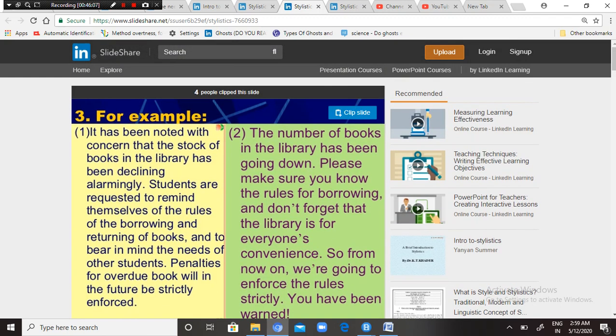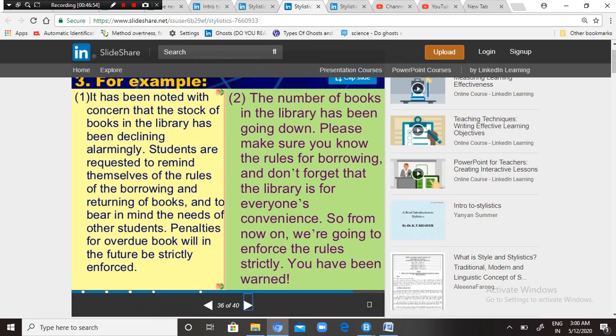This is the example. It has been noted with concern that the stock of books in the library has been declined, and students are requested to remind themselves of the rules of borrowing and returning books and to bear in mind the needs of other students. Penalties for overdue books will in the future be strictly enforced. In plain words: the number of books in the library has been going down. Please make sure you know the rules for borrowing and do not forget that the library is for everyone. So from now on we are going to enforce the rules strictly. You have been warned, okay?